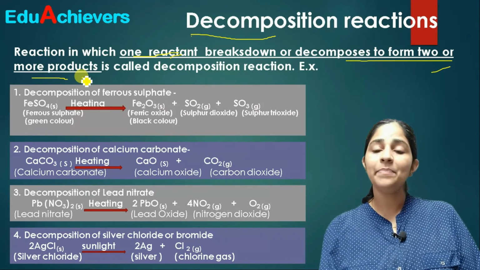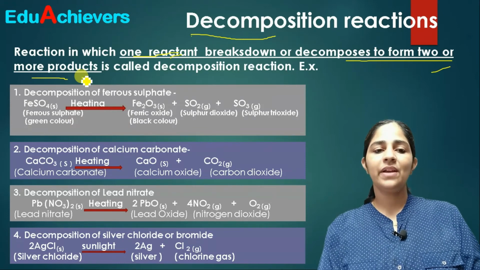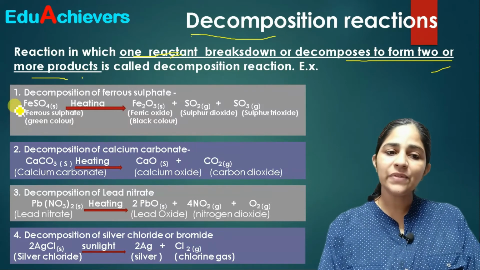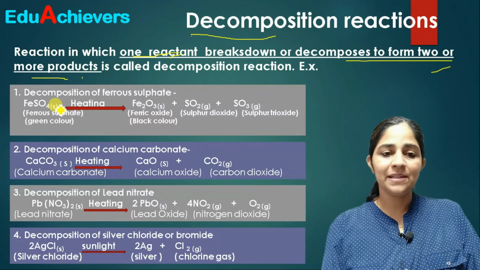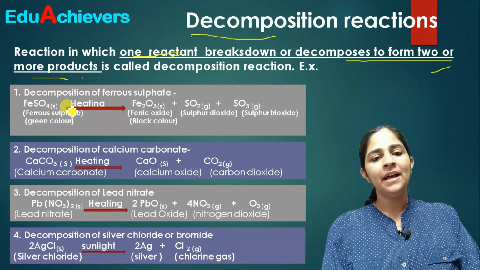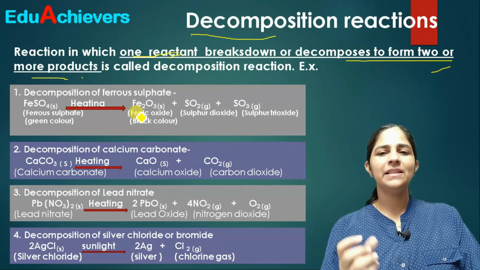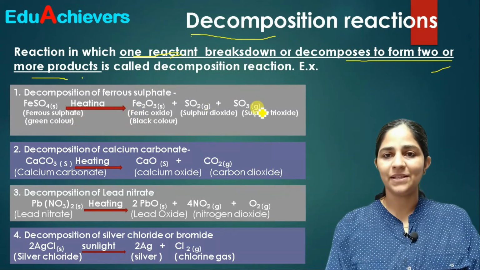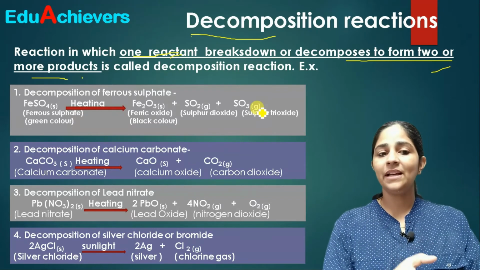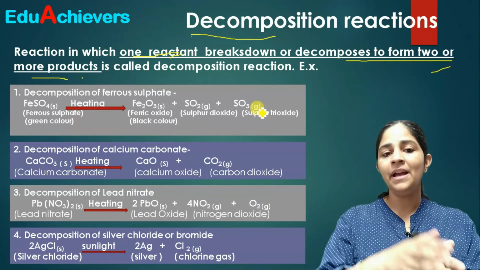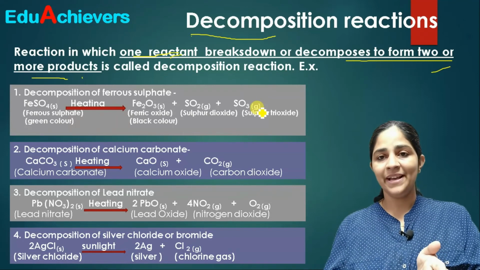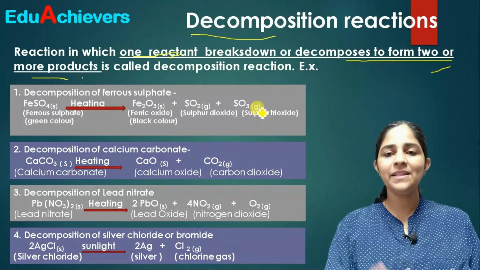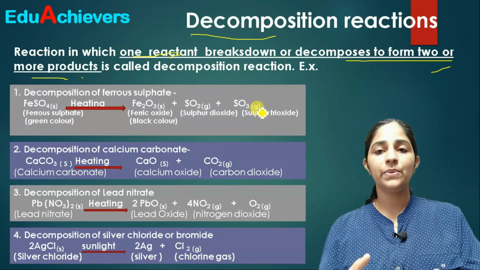Now the examples we can take for decomposition reactions, the first one is ferrous sulfate. You can see here, this ferrous sulfate, which is a solid crystal of green color, when heated, forms ferric oxide, which turns blackish in color, and sulfur dioxide gas plus sulfur trioxide gas are formed. So here one component, on getting heated, changes into three products. These types of reactions are called decomposition reactions.